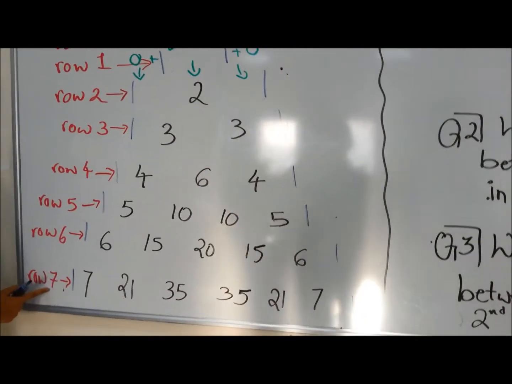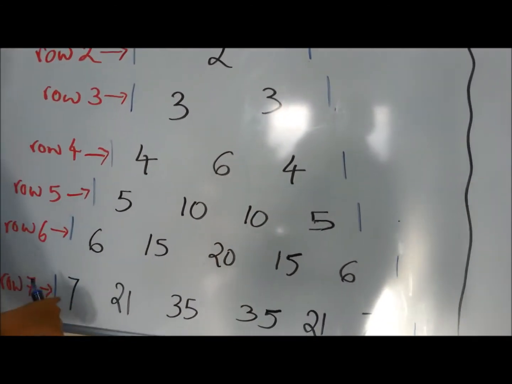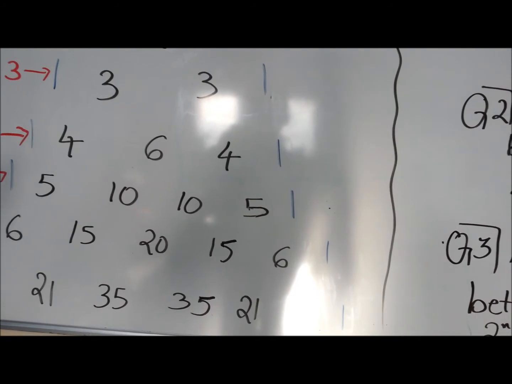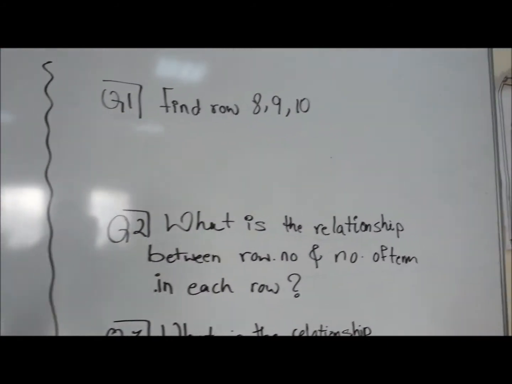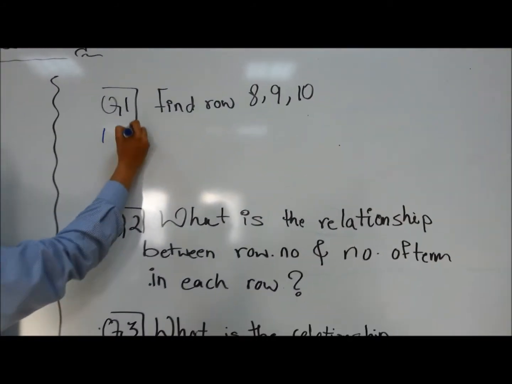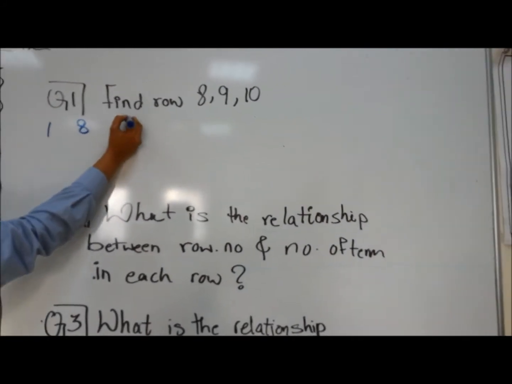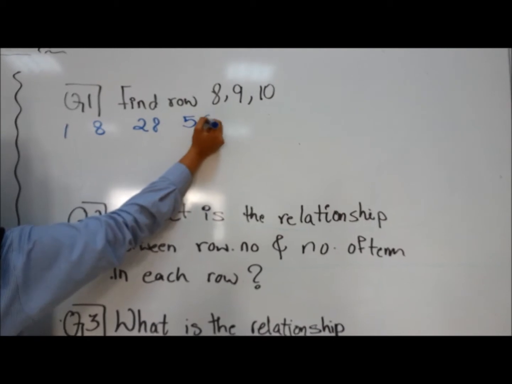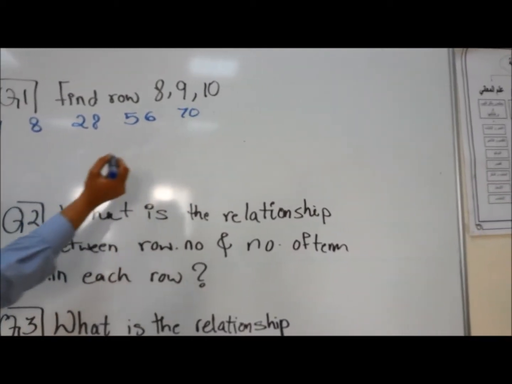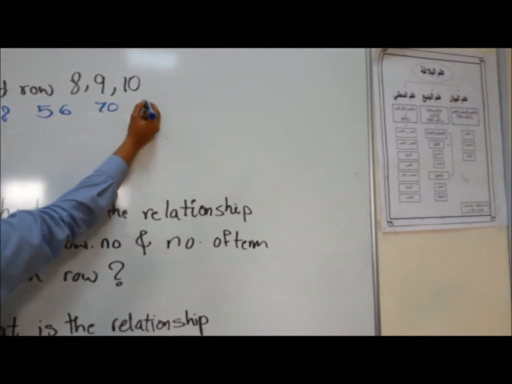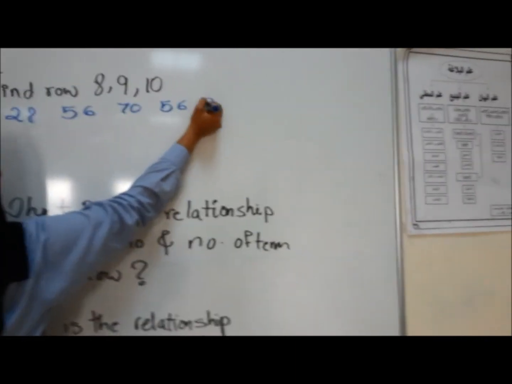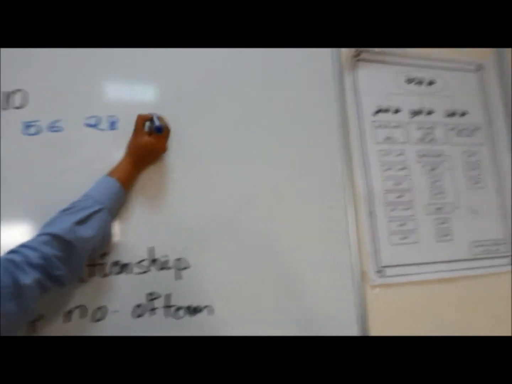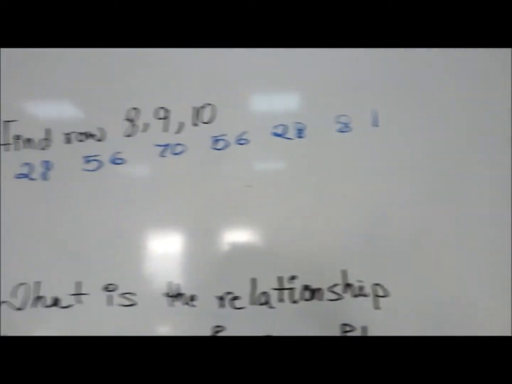Here we have the 7th row, so you can just continue adding 1 plus 7, then 7 plus 21, and so on, and just put the answer over here. So it's 1, 8, 28, 56, and this is the 8th row.